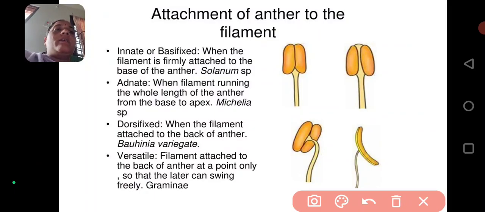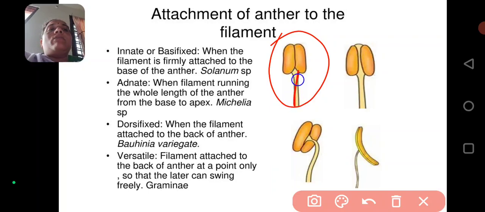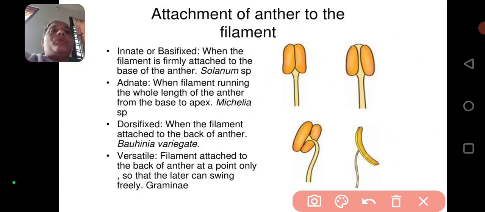So here is a basifixed anther when the filament is firmly attached to the base of the anther. This is the base part. This is a filament. So this is the base part of anther and this is the filament. The filament is firmly attached to the base part of the anther is called as basifixed. An example is Solanum species. And next one is adnate.